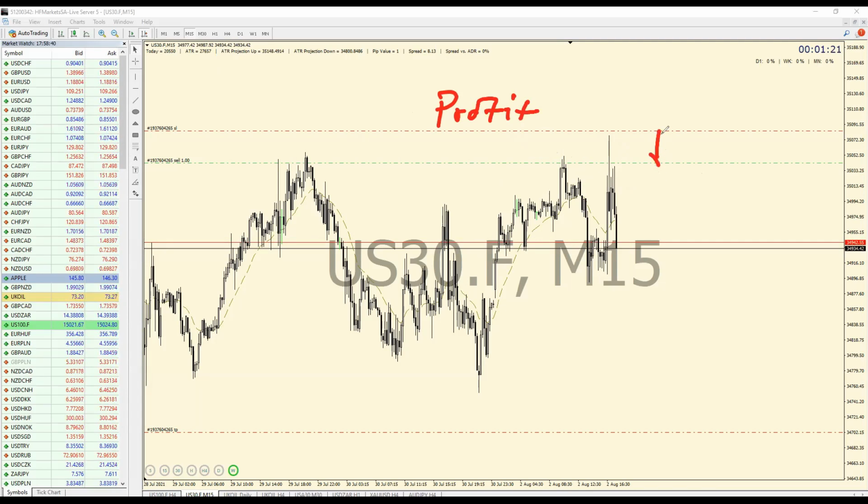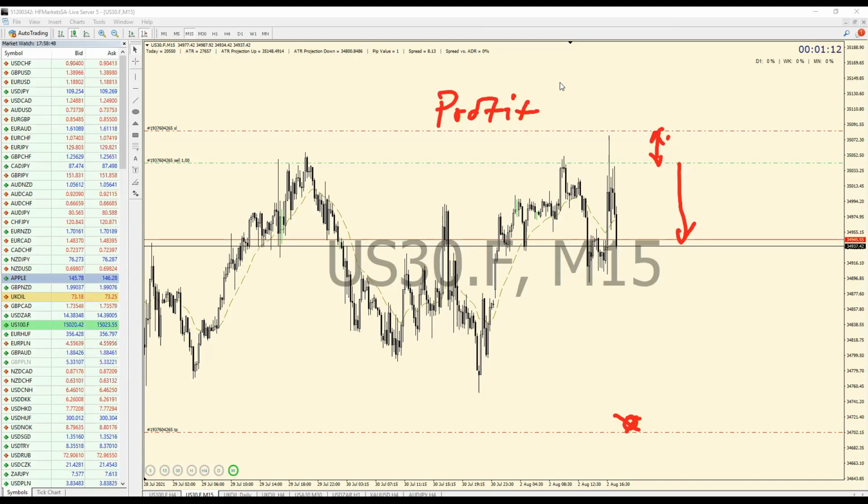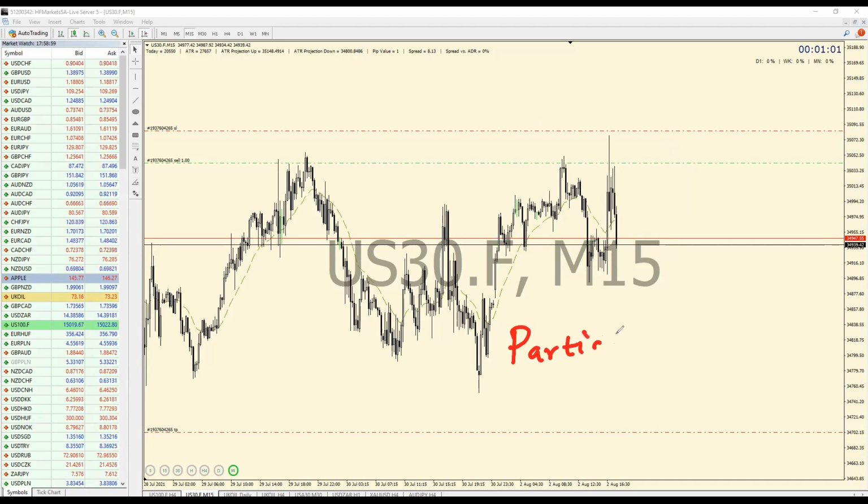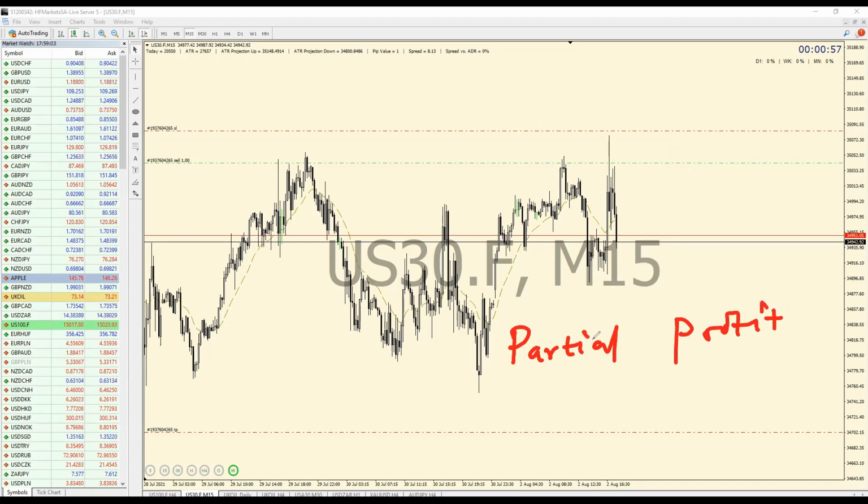We can say this has gone 2 times our risk, but it's still a little bit far away from the final target. So what you can do when you are panicking is close a little bit of money. Okay, and that is called partial profit. We can call it scaling out if you want to call it that.